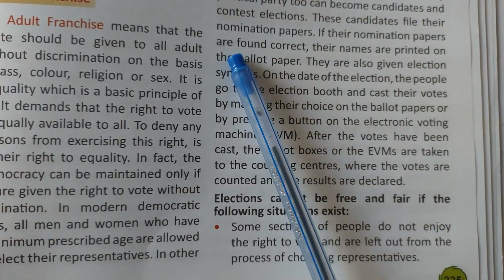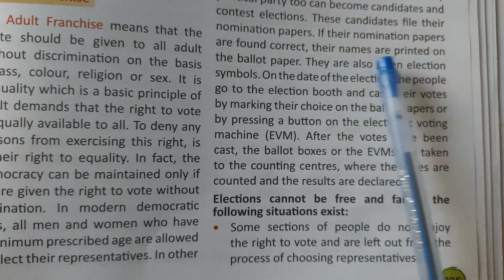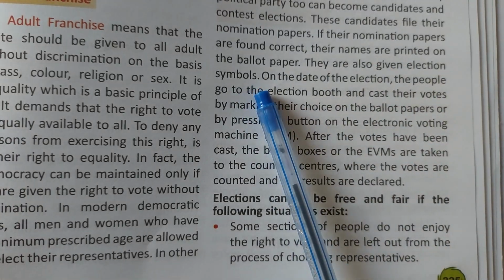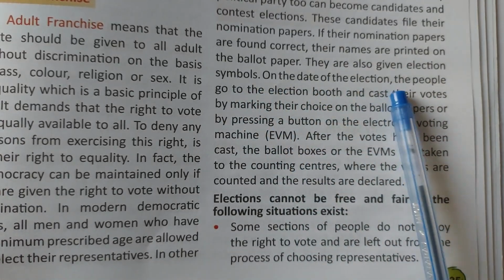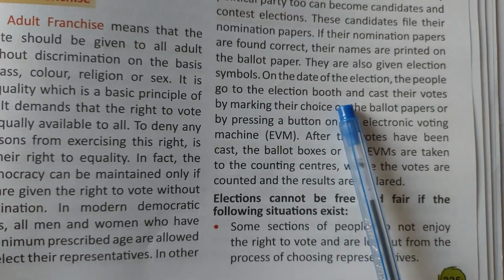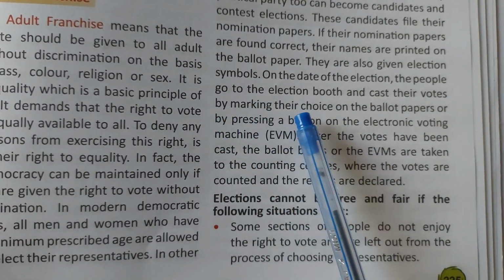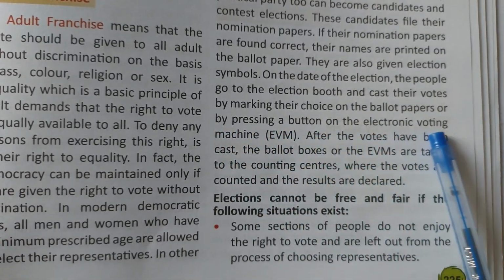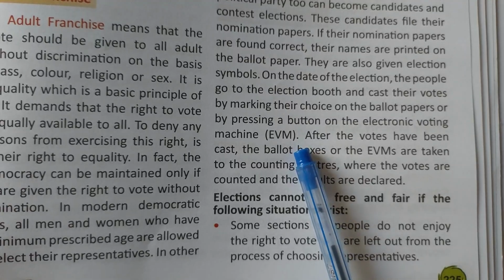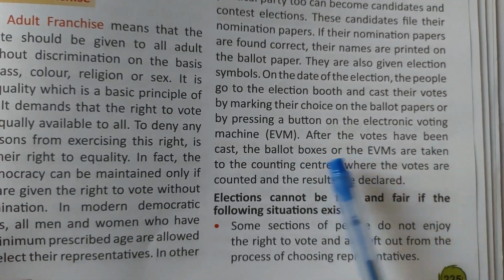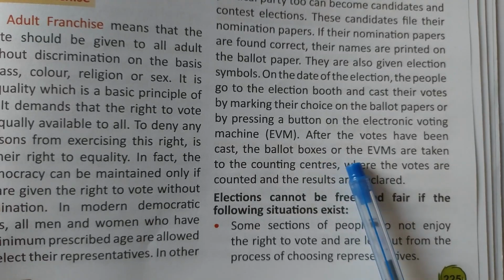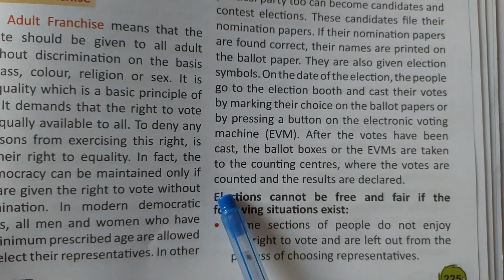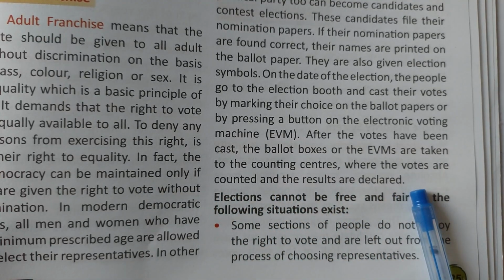If their nomination papers are found correct, their names are printed on the ballot paper. They are also given election symbols. On the date of the election, the people go to the election booth and cast their votes by marking their choice on the ballot papers or by pressing a button on the electronic voting machine (EVM). After the votes have been cast, the ballot boxes or the EVMs are taken to the counting centers where the votes are counted and the results are declared.